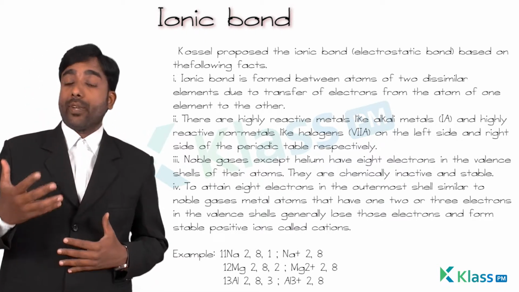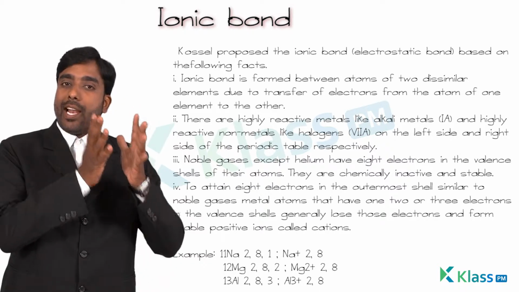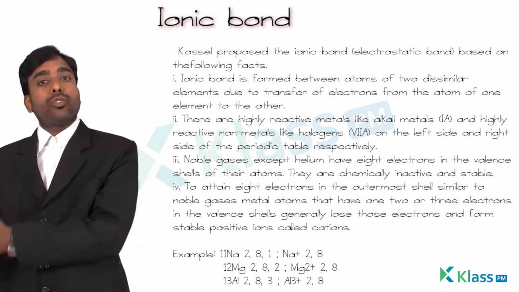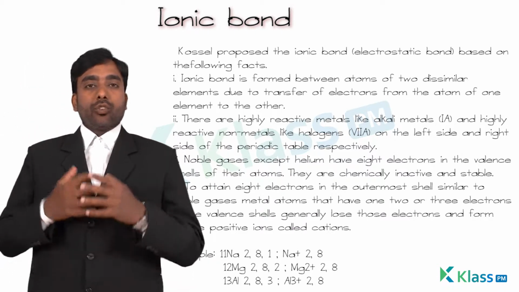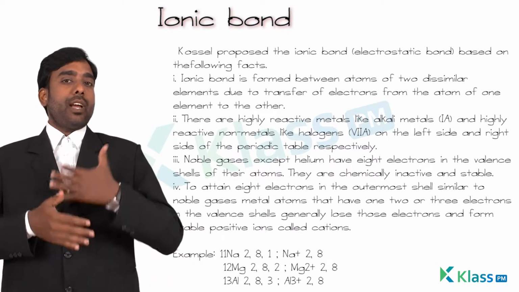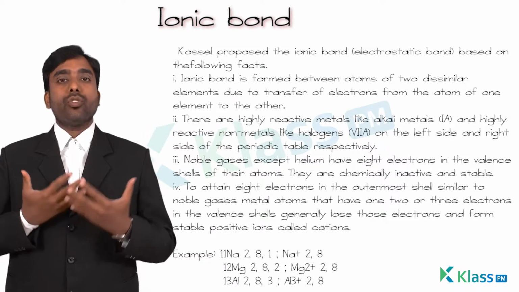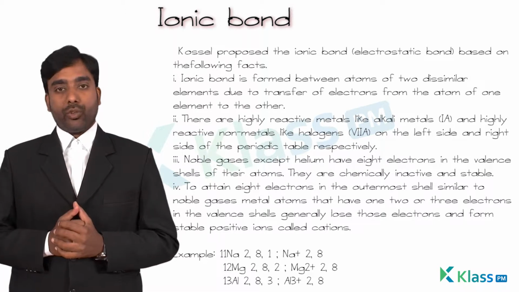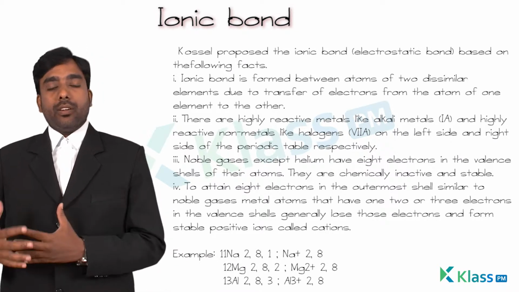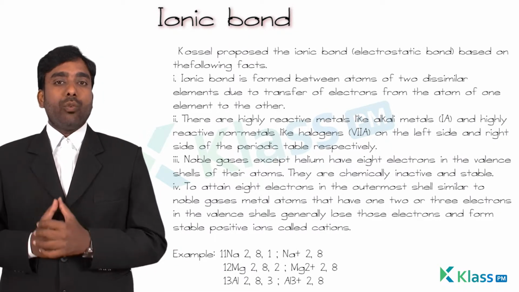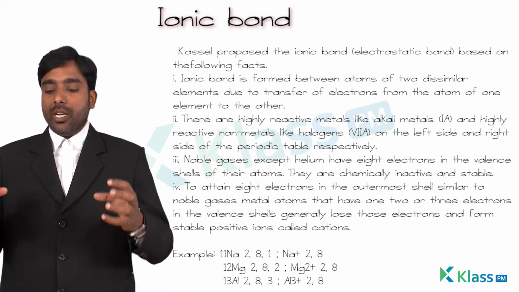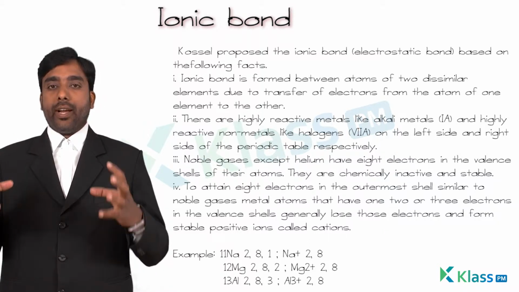Generally, metals have a tendency to lose electrons. That's why electrons are transferred from the metals to non-metals. Metals lose the electrons and become cations, and non-metals gain the electrons and become anions. Anion means negatively charged and cation means positively charged. So two oppositely charged ions are formed. What will these two oppositely charged ions do?